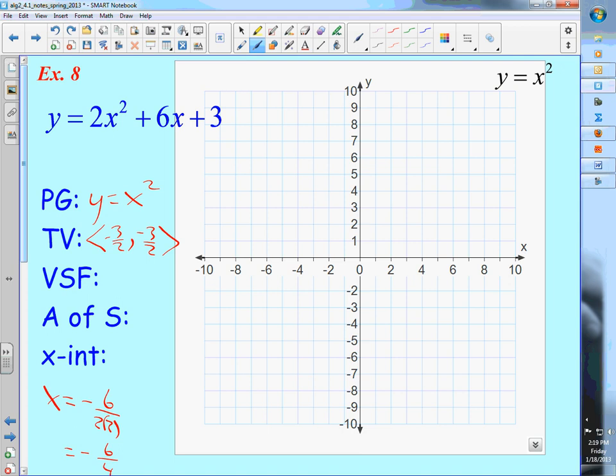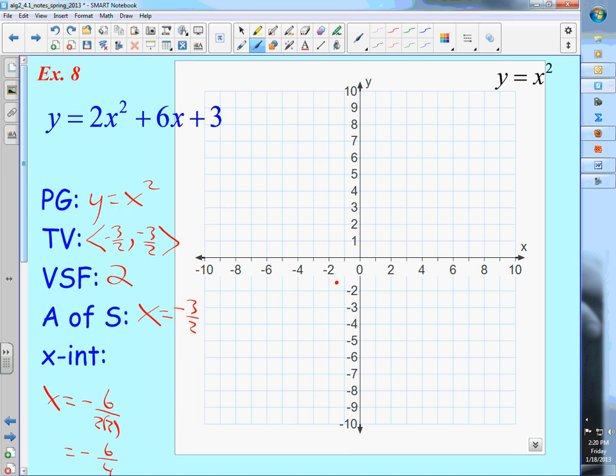What's the vertical stretch? What's the axis of symmetry? As an equation? And we don't know what's going to happen with these x-intercepts. But if you follow the rule, graphing is still easy. -3 over 2, -3 over 2. There's your vertex. From there, what do we do?